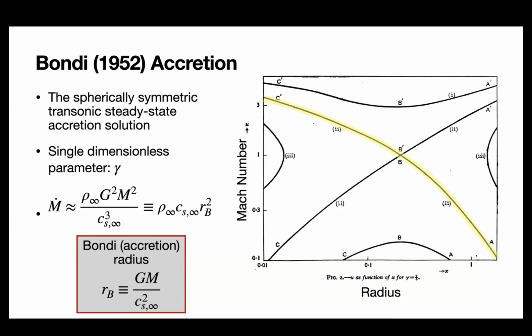The fundamental result of this work by Bondi was that this mass accretion rate really only depends on a single parameter, gamma, the ratio of specific heats. And so we can write our Bondi accretion rate as a function of planet mass and also quantities of the surrounding environment, the density at infinity and the sound speed at infinity. This is what people use in one way or another in planet population synthesis models.